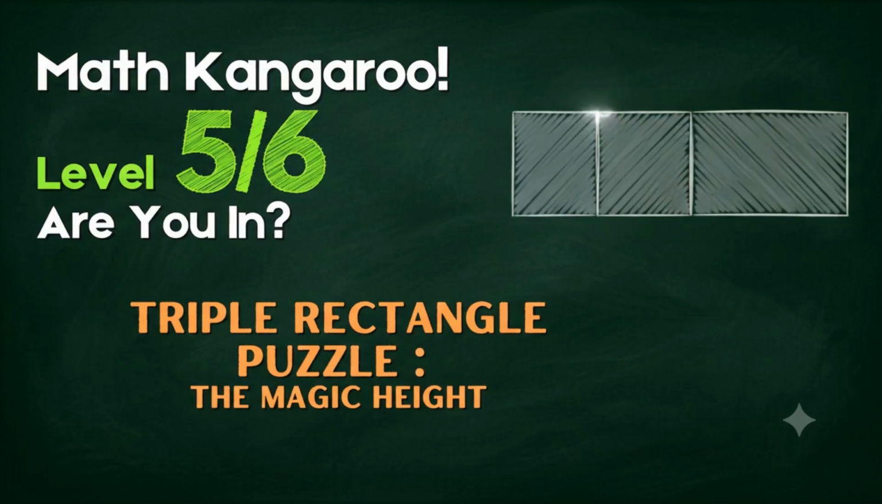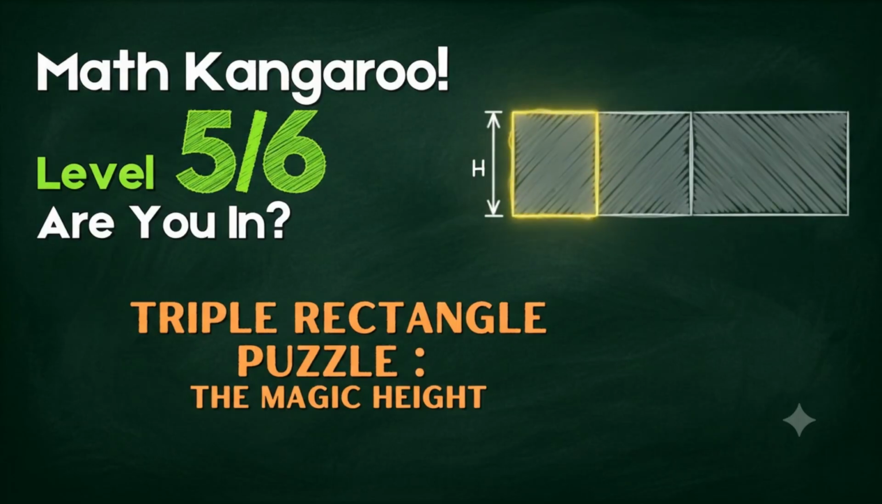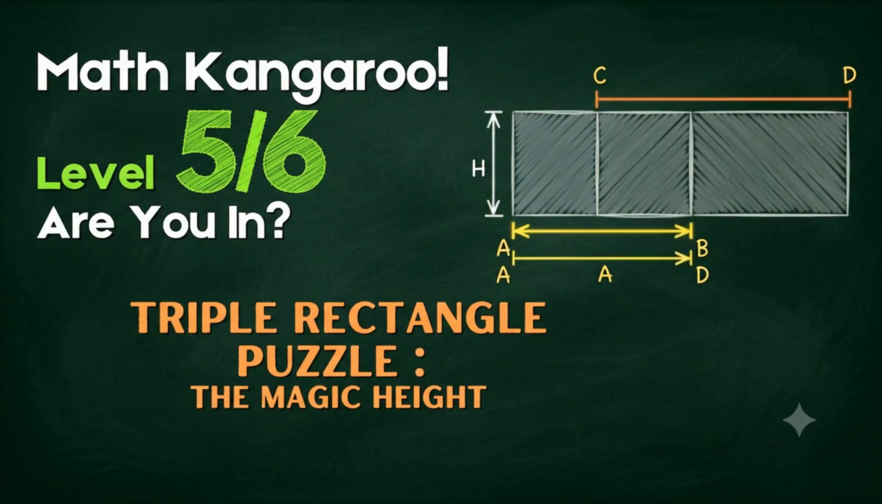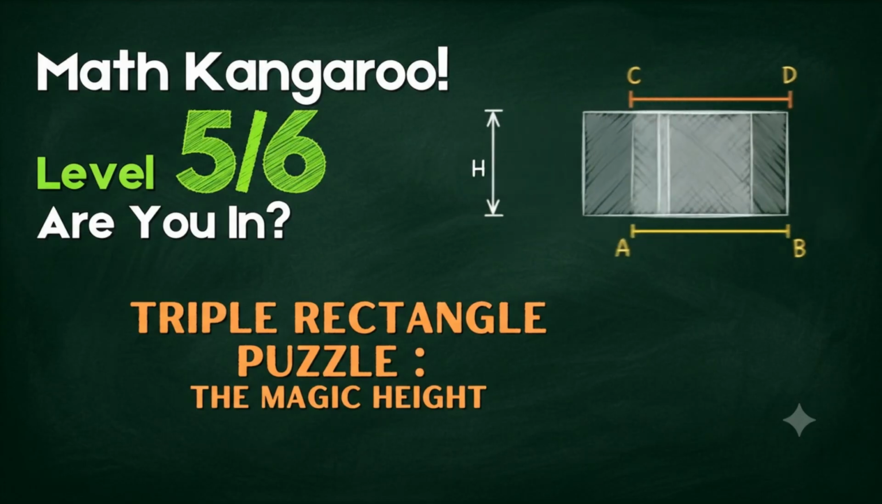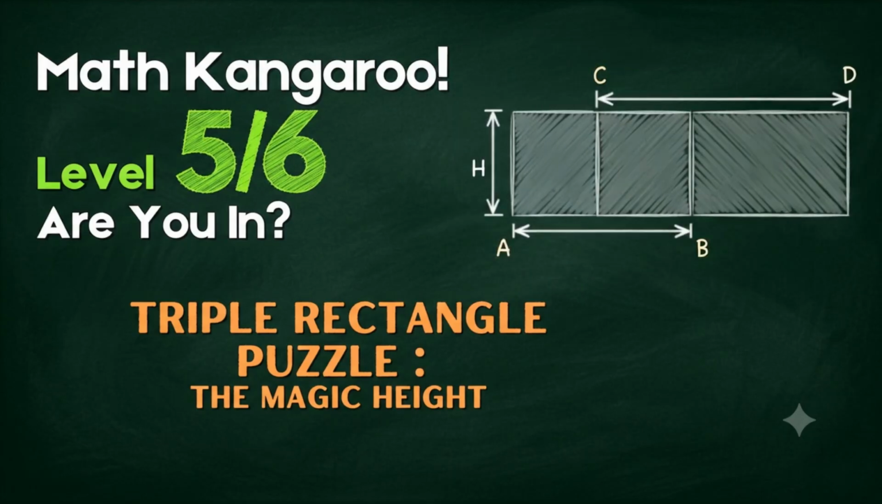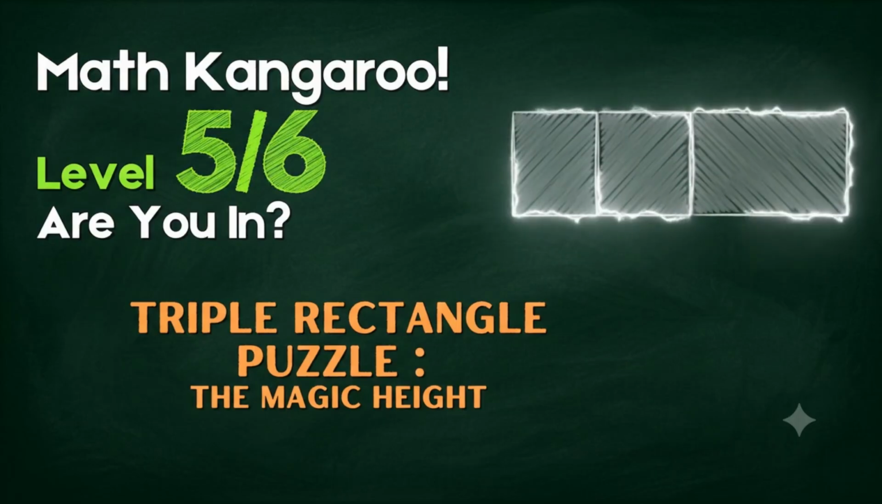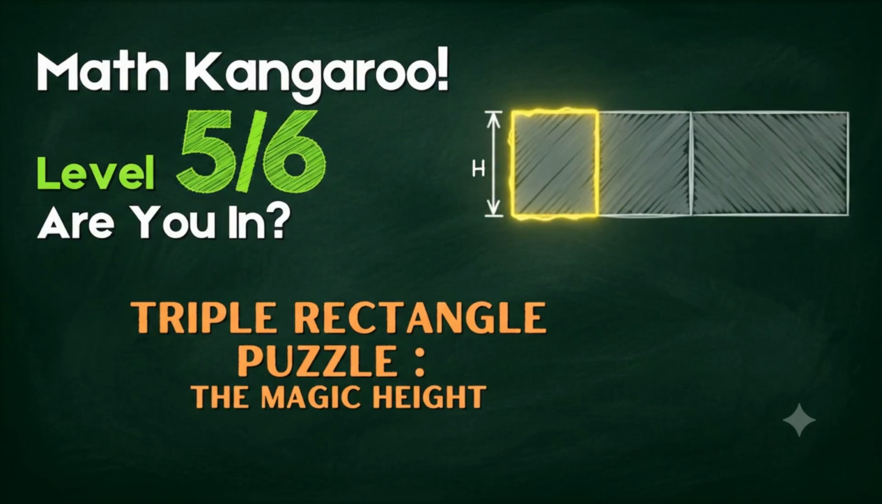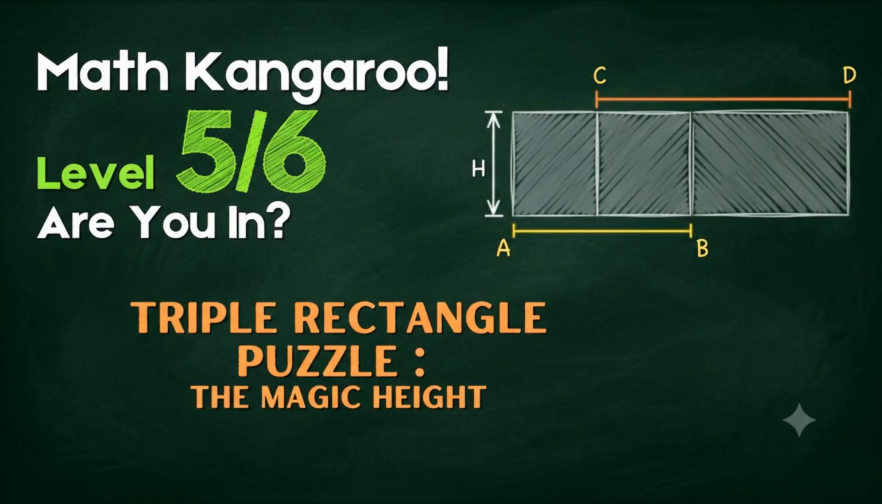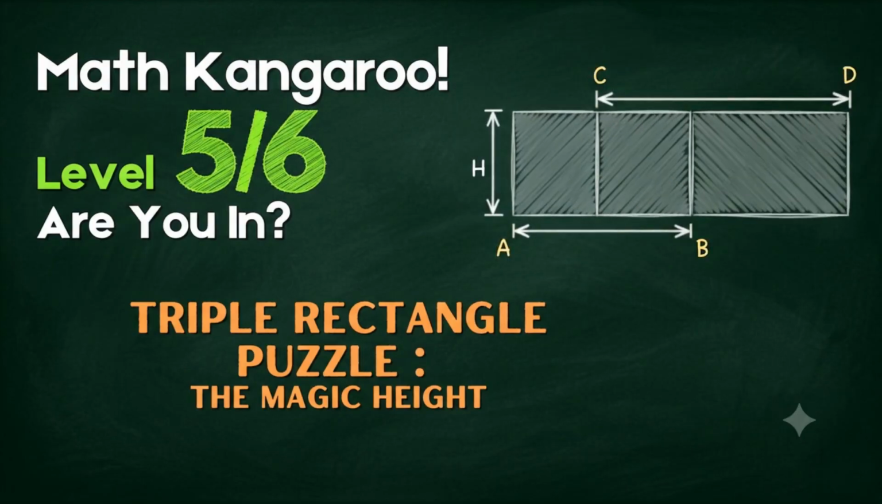If you think high-level geometry is nothing but dry formulas, rigid textbook problems, and exhausting calculations that take all the fun out of learning, get ready to change your mind completely. In this video, we tackle a brilliant Math Kangaroo Level 5-6 brain teaser called the Triple Rectangle Puzzle, using pure logical thinking, creativity, and an intuitive proportional shortcut instead of mindless rote memorization. Let's get right to the quiz.